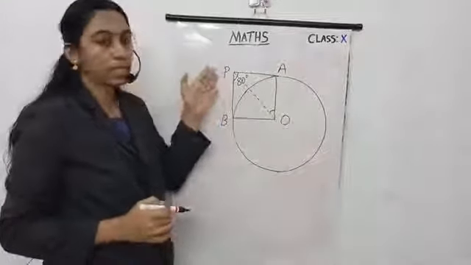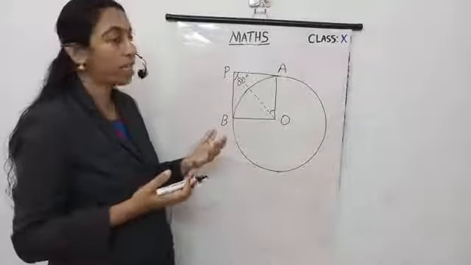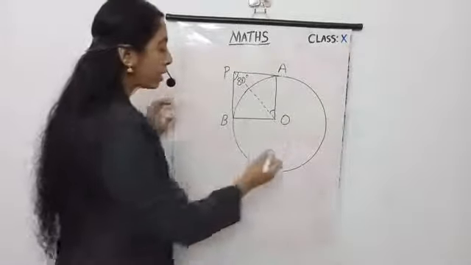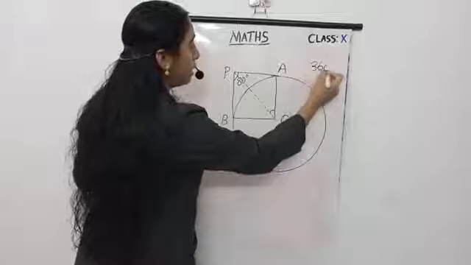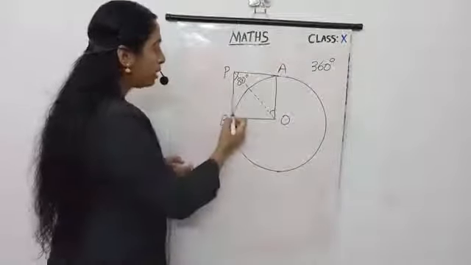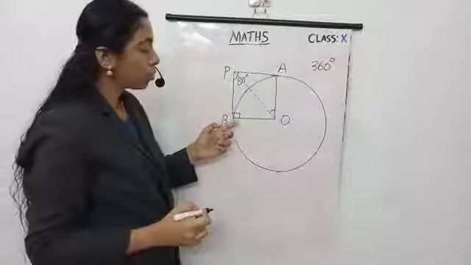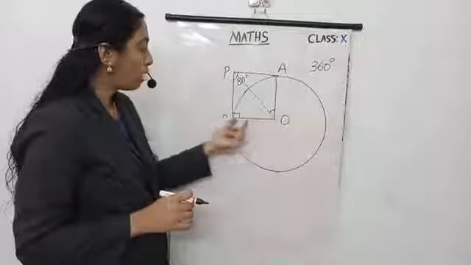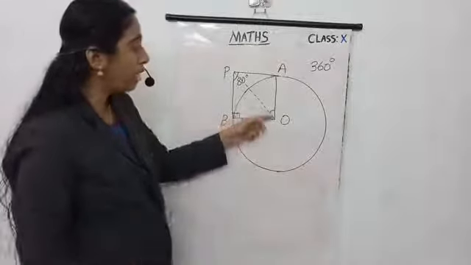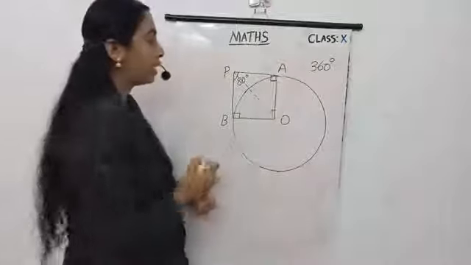Now consider this a quadrilateral. The same way as the previous question, the total angle sum of a quadrilateral is 360 degrees. Now here, angle OBP is perpendicular to the tangent, as already given. OB is perpendicular to tangent PB, so this angle is 90 degrees, and OA is perpendicular to PA, so this angle is also 90 degrees.